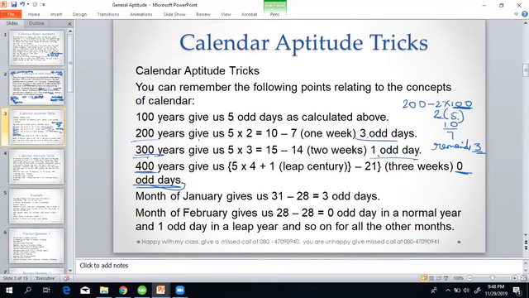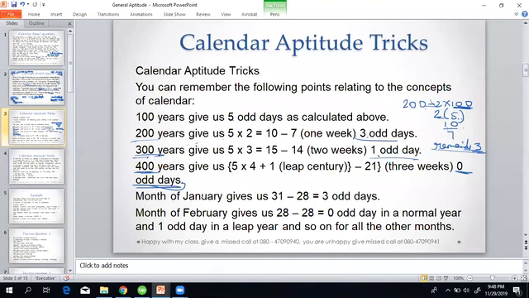And how I have calculated for 200 years: you can see that we can write 200 as 2 multiplied by 100. In 100 years, there are 5 odd days. So 2 multiplied by 5 is 10, meaning 10 odd days, but 7 days make a week. So 10 divided by 7 gives remainder 3. So there are 3 odd days in the 200 years.